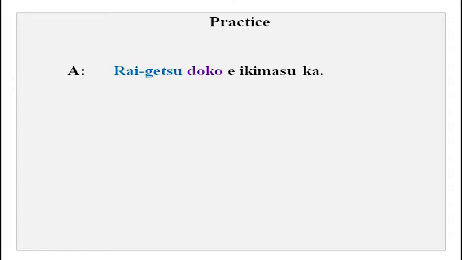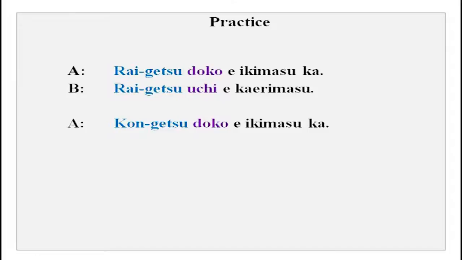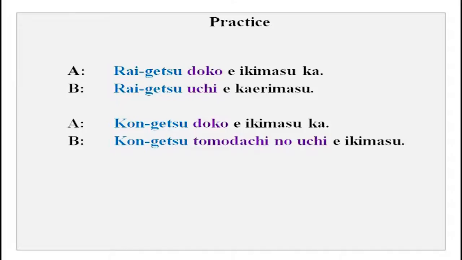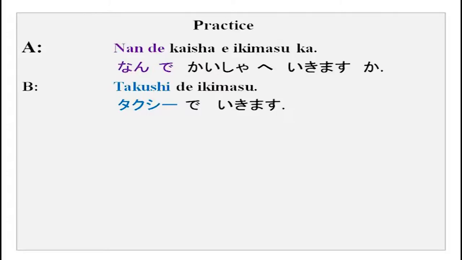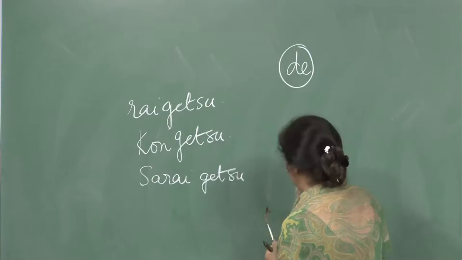Raigetsu doko e ikimasu ka? Raigetsu watashi wa uchi e kaerimasu. Kongetsu doko e ikimasu ka? Kongetsu tomodachi no uchi e ikimasu. Saraigetsu doko e ikimasu ka? Saraigetsu kuni e kaerimasu. Kuni is country, so I will return to my country. Now, you have this new particle de, which we just practiced. De.